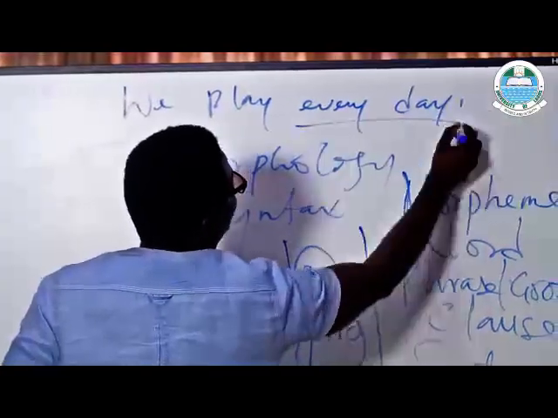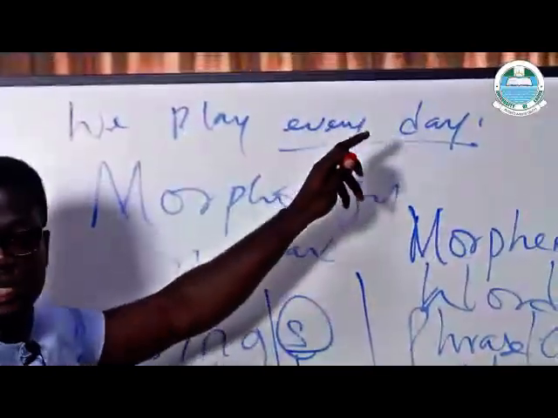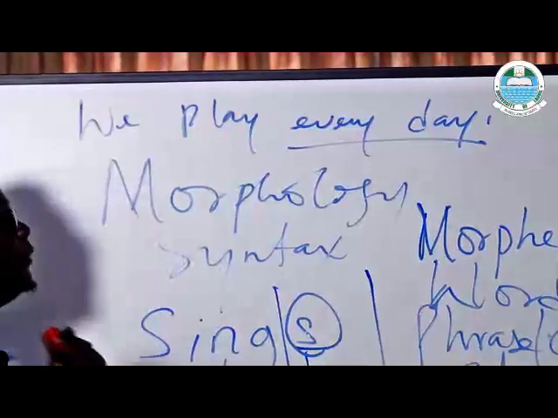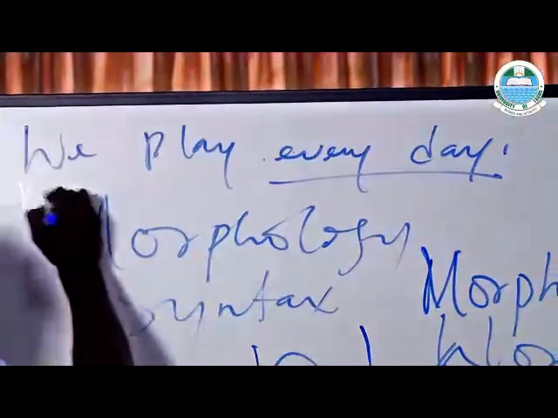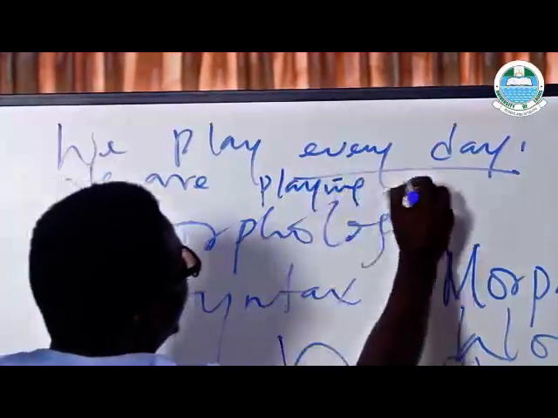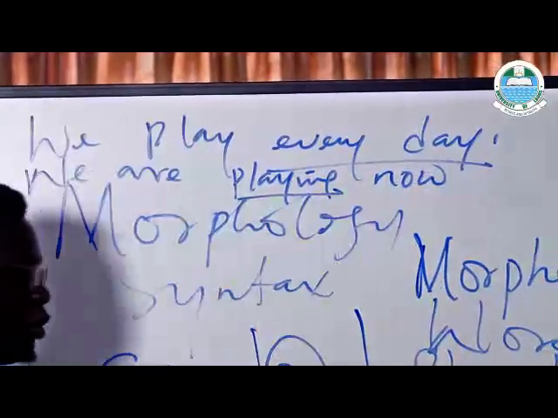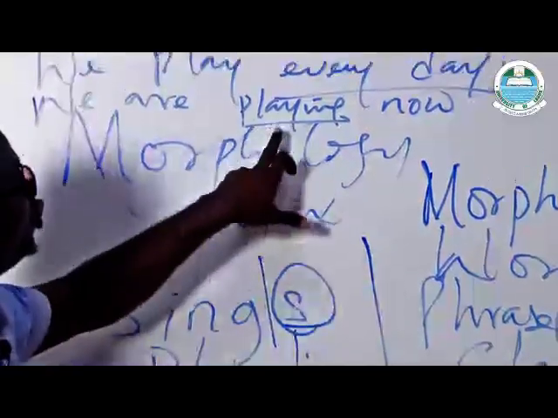And take note of this: when you're writing "every day", it's two words, except when you're using it as an adjective, because I see a lot of people make that mistake. Now, we play every day. But if we say we are playing now, right? The grammar of the language automatically tells me that I cannot use "play" here.